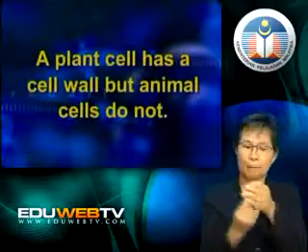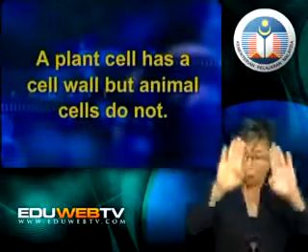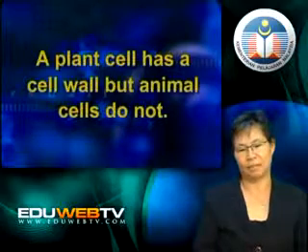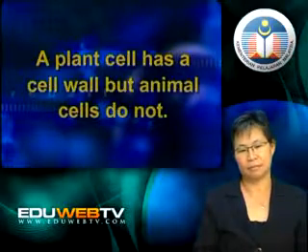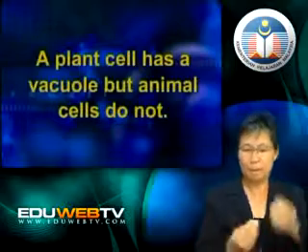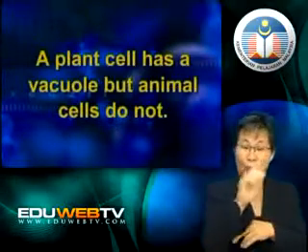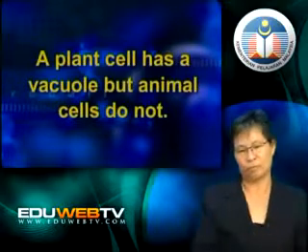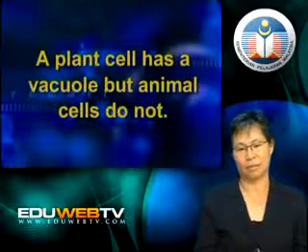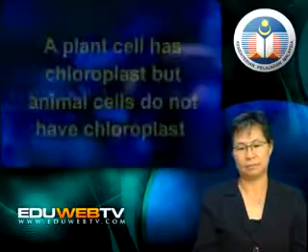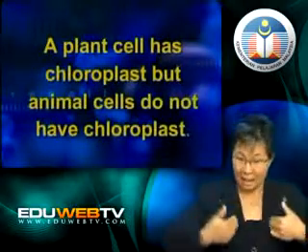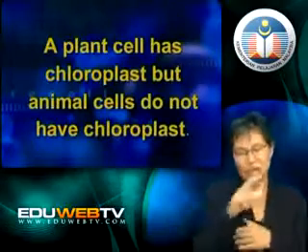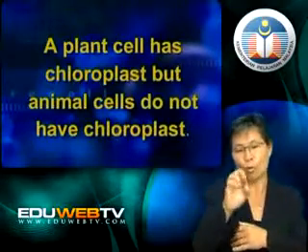A plant cell has a cell wall, but animal cells do not. A plant cell has a vacuole, but animal cells do not. A plant cell has chloroplast, but animal cells do not have chloroplast.